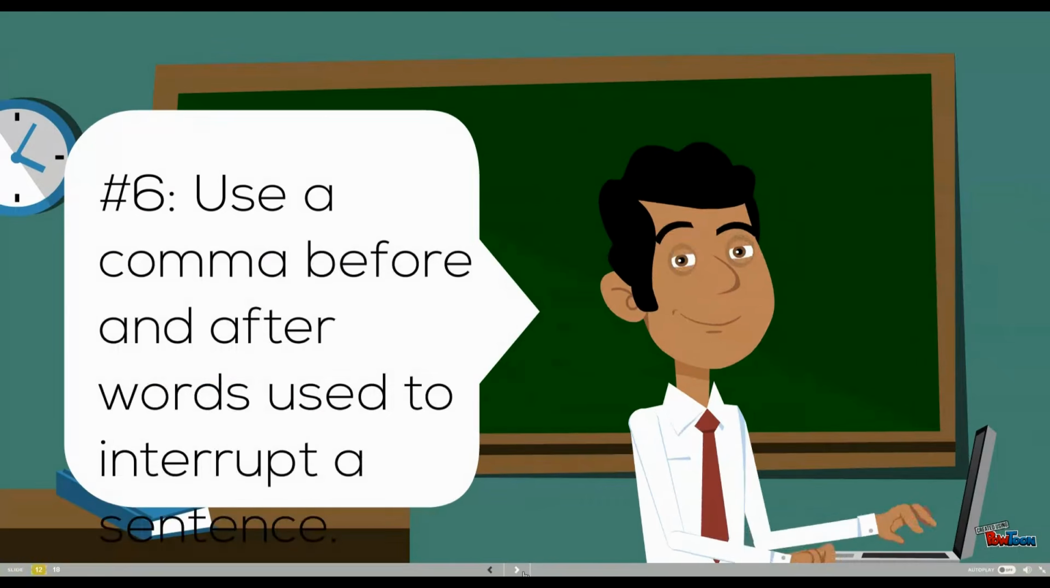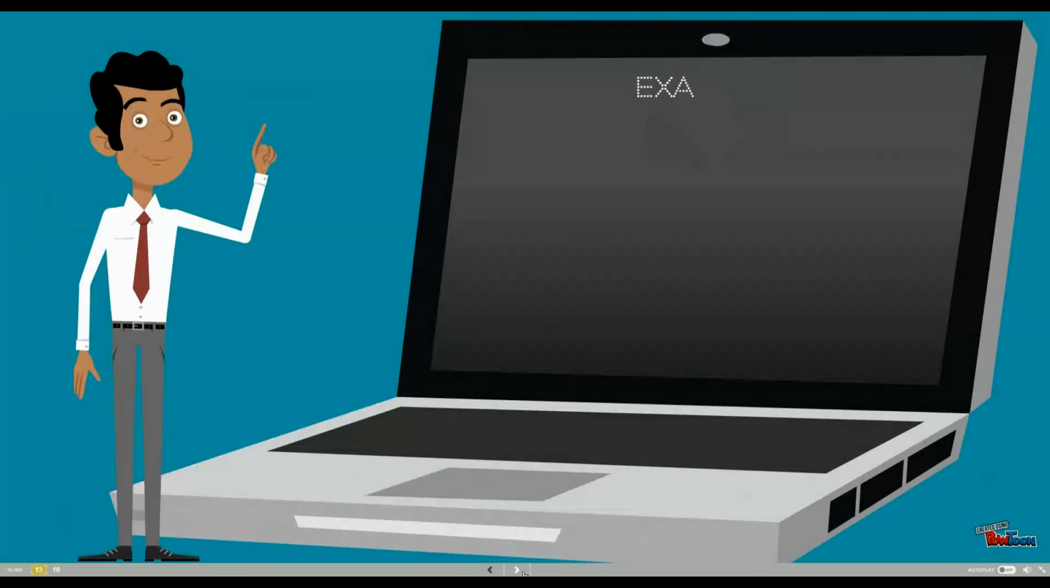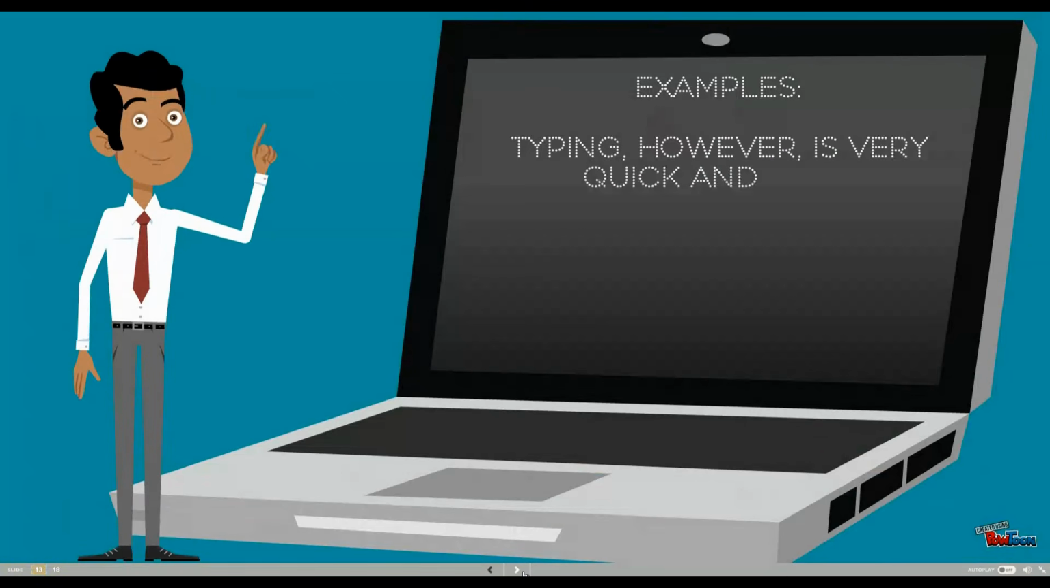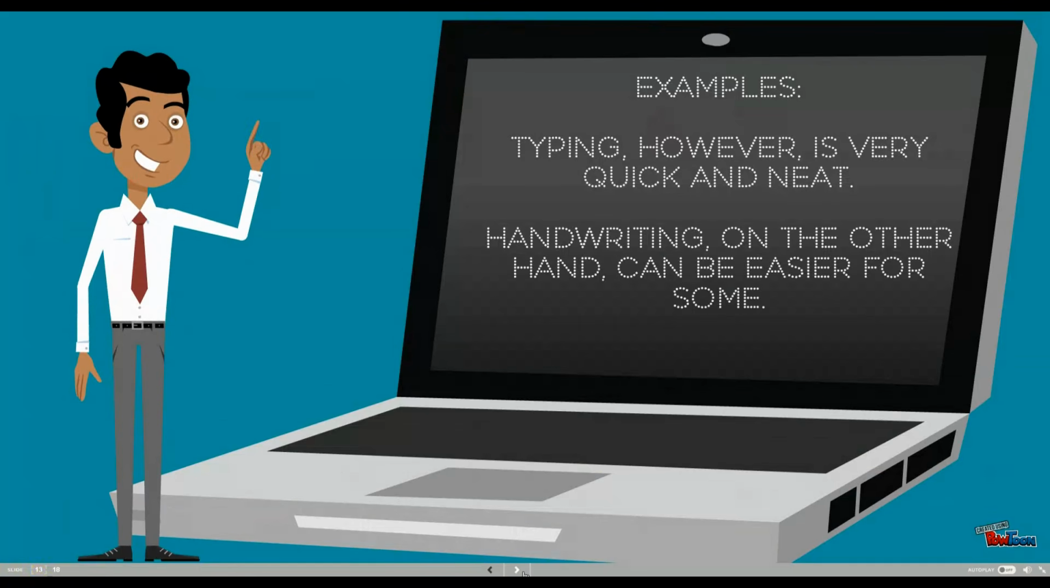Rule number 6. Use a comma before and after words used to interrupt a sentence. So here are some examples. Typing, however, is very quick and neat. Handwriting, on the other hand, can be easier for some. So we can see that however and on the other hand kind of interrupt the sentence, right? They're not necessary in the sentence for it to make sense, but they're there as a little bit of extra emphasis or to make an extra point. But it interrupts the sentence, so we separate it on both sides with a comma.